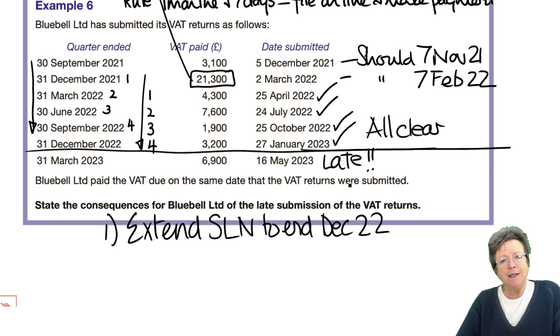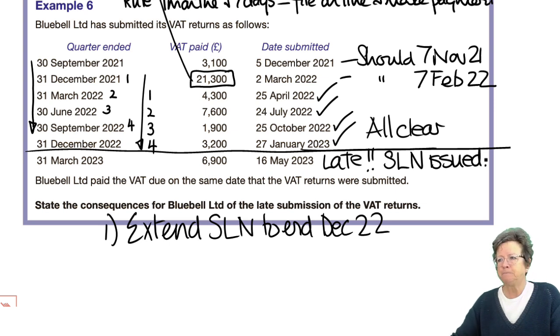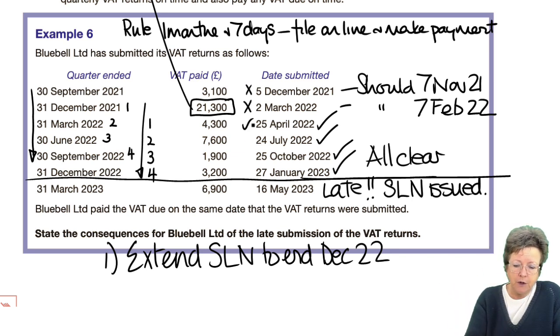It was late. They didn't pay it on time. Therefore, a surcharge liability notice will be issued and they are back where they started. So if you get a question like that and you can see that perhaps coming on, you need to remember the rule. That's the first thing. And then when should it have been paid? Work out whether they have been. So those 2 weren't. Those 4 were. And that wasn't. That's your first thing.